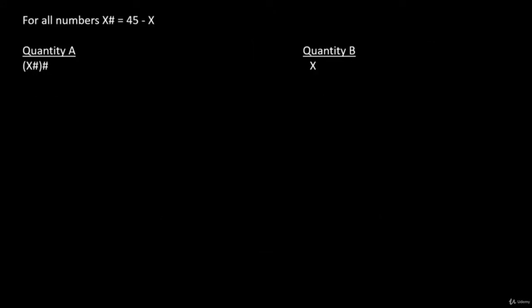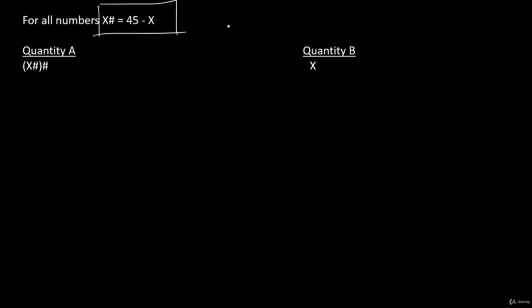Let's do this question. For all numbers, x hash is defined as 45 minus x. So whenever you have something like this, they are making a definition where if you input x, x hash will be the output, which is 45 minus x. It's like a computer program, right? You may have some input and the program gives you an output.